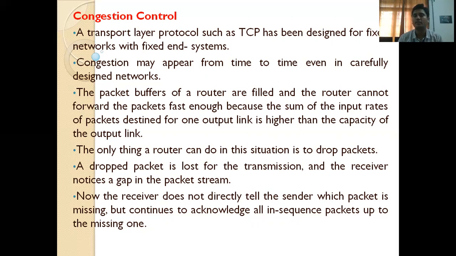A dropped packet is lost for the transmission, and the receiver notices a gap in the packet stream. The receiver does not directly tell the sender which packet is missing, but continues to acknowledge all in-sequence packets up to the missing one. So that is the main problem. If flow is heavy, packet drops will occur, and the receiver doesn't know which packet is lost, so it continuously acknowledges the sequence of packets up to the missing one.